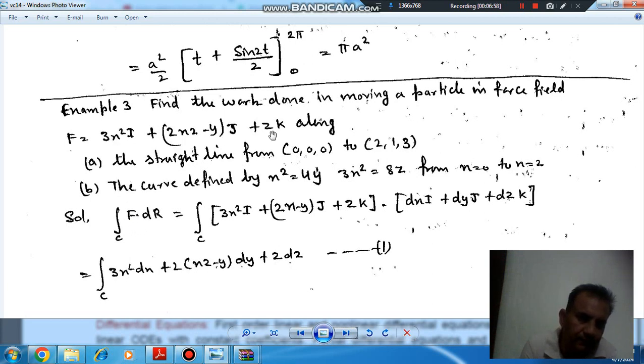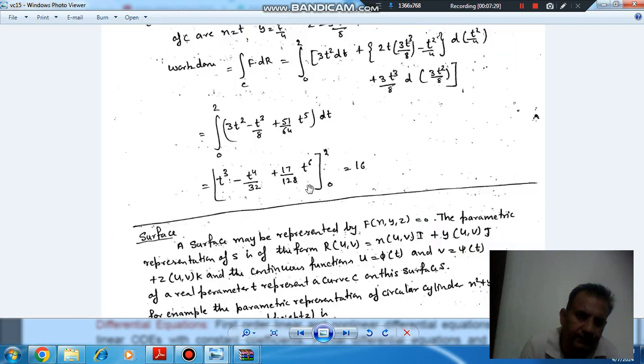F is this quantity and this is your space, so dr is dx i plus dy j plus dz k. Okay. So now performing dot product, it will be 3x square dx plus 2xz minus y dy plus z dz. Okay. So now solving first part, so as it is moving along straight line in the first part, from 0 0 0 to 2 1 3, we will form the equation of straight line.